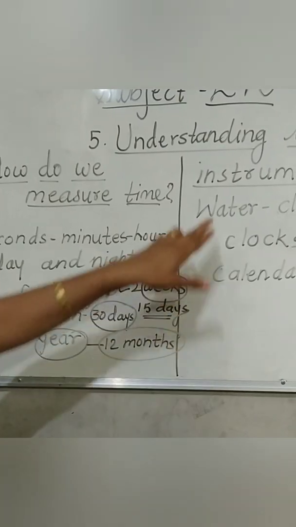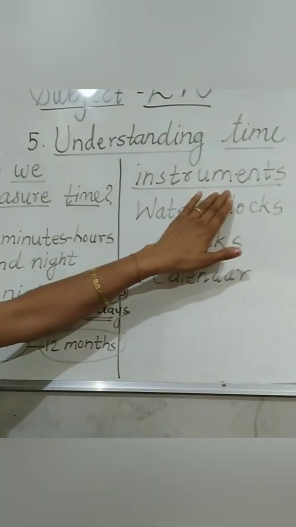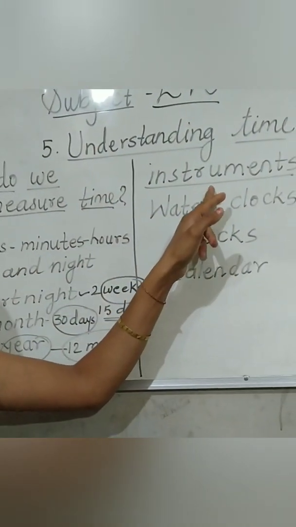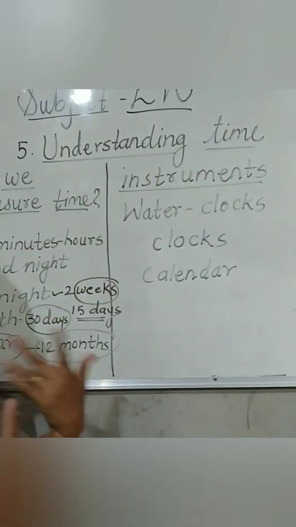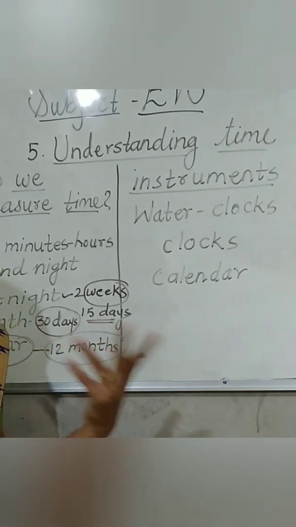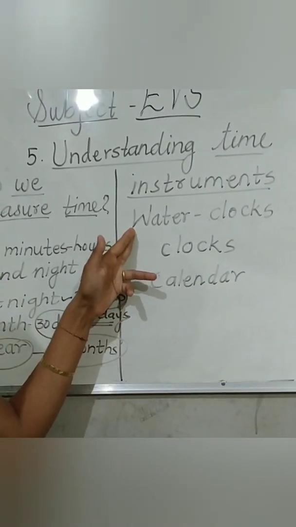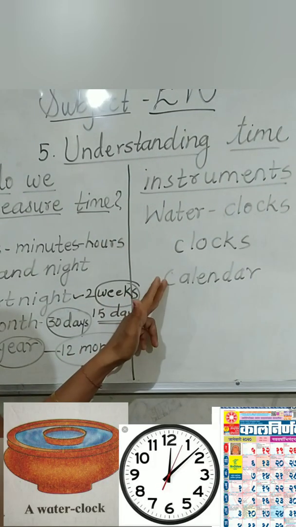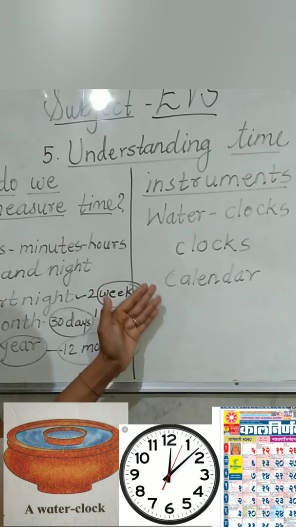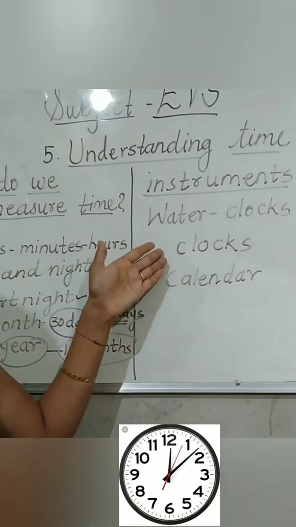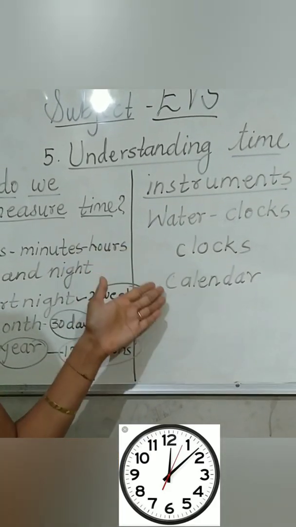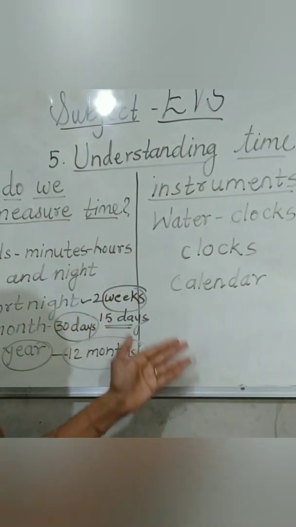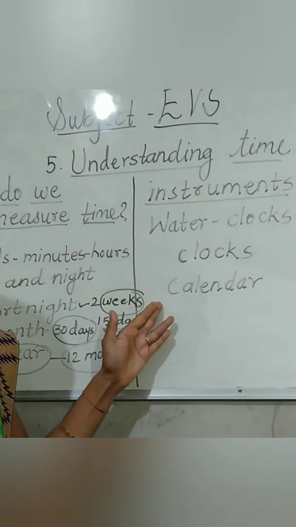Now the next point is, which instruments do we use to tell the time? Here we are going to see the instruments through which we can tell the time. So here are 3 examples given: water clocks, clocks, calendar. Now everyone knows clocks. Clocks means what? Watches or clock. This we use in daily life to tell about the time. Calendar also everyone knows.